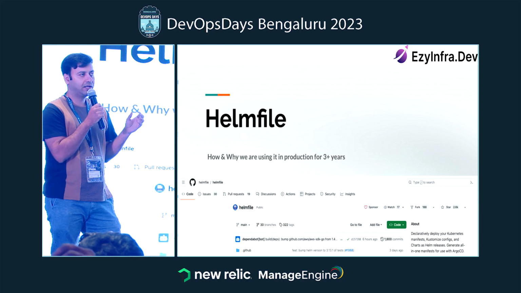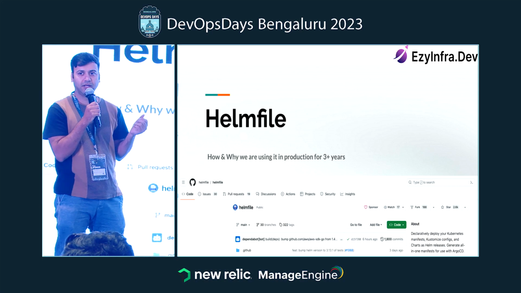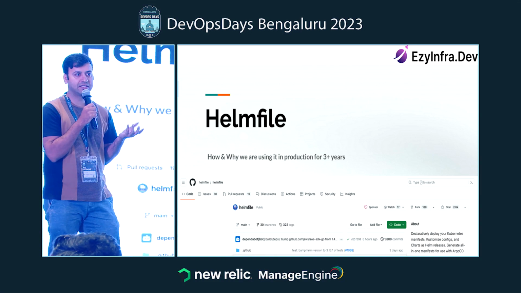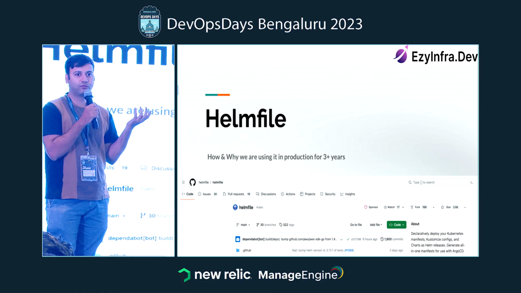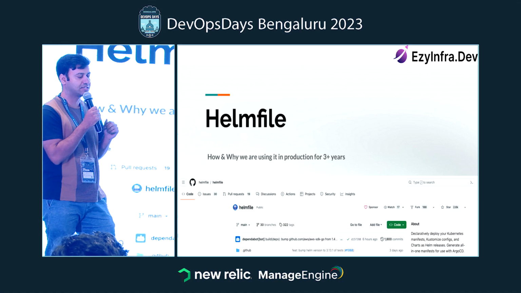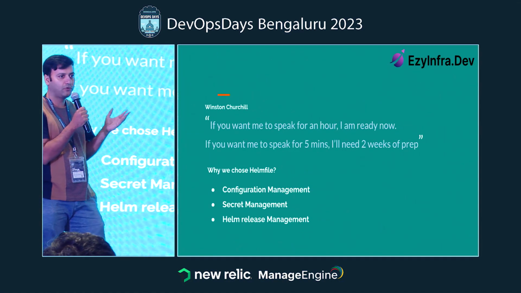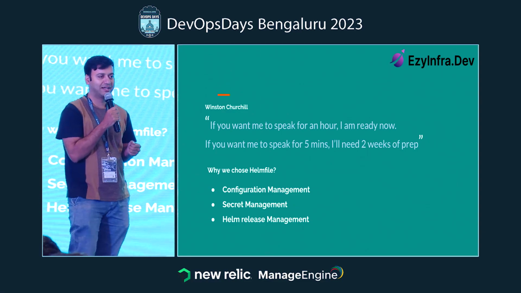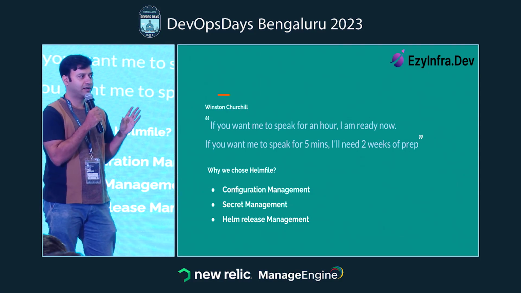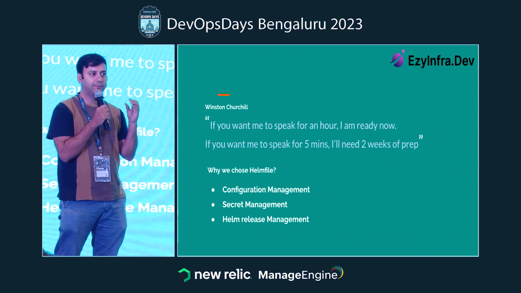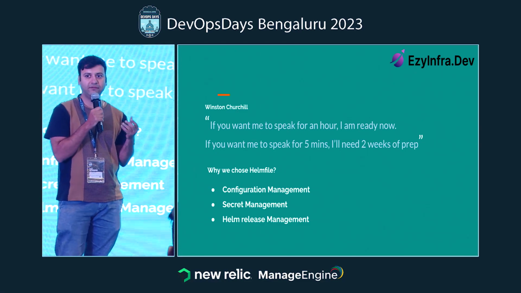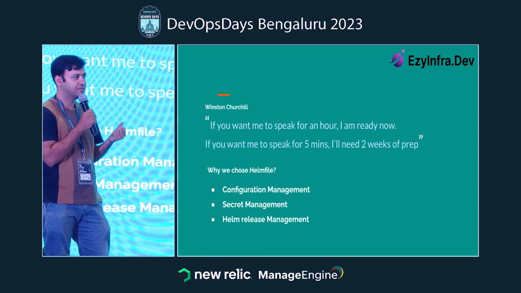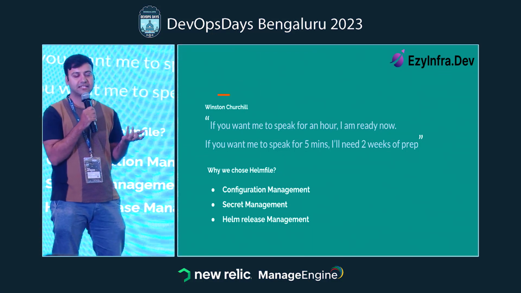But this Helmfile is a wrapper on top of Helm. I think people would know about Helm. It is a Kubernetes package manager, and whoever uses Kubernetes will be going with Helm, because you get a full package instead of having individual resources. So this is a wrapper on top of Helm itself. There are a lot of use cases of Helmfile, but I want to distill it into 3 important features for why we are using it: configuration management, secret management, and how the actual Helm releases are managed.